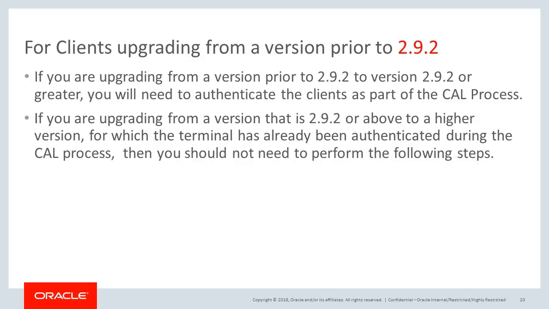Starting in Simphony version 2.9.2, an extra layer of security was added that requires a user to authenticate themselves during the CAL process. If you are upgrading from an earlier version to version 2.9.2 or greater, then you will need to authenticate the clients as part of this process. The following steps explain the procedure on reconfiguring CAL and the authentication step. If you are upgrading from a version that is 2.9.2 or above, for which the terminal has already been authenticated during the CAL process, then you should not need to perform the following steps.